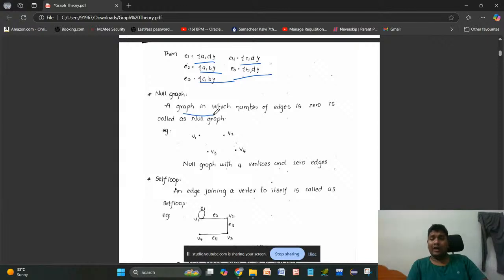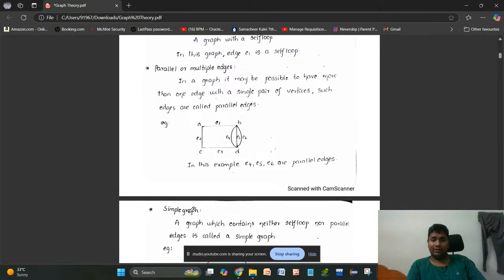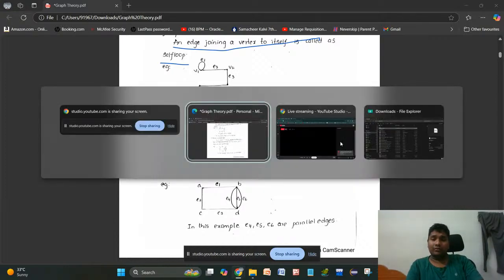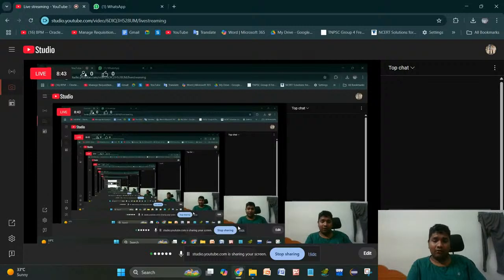Okay. A graph in which the number of edges is zero is called a null graph. An edge joining a vertex to itself is called a self loop. Parallel or multi edges in the graph may be possible to add more.